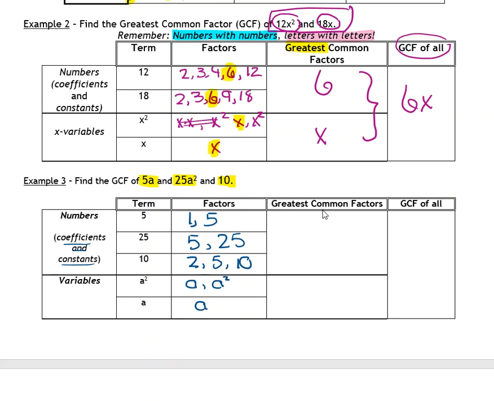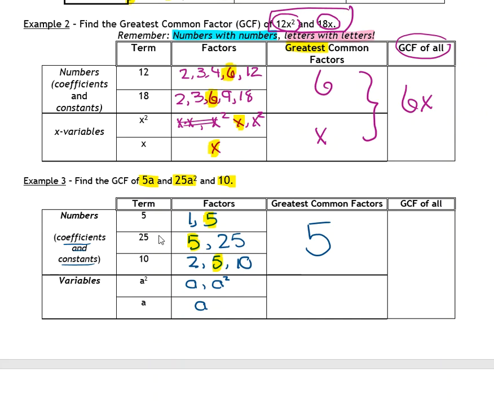Now let's look at the greatest common factors. The greatest common factor here, is there any number other than 1 that repeats? Sometimes there's not, but there is. There's a 5. So 5 is the greatest common factor for the numbers, the coefficients and the constants. What about for the variables? This is a bit of a trick question here.